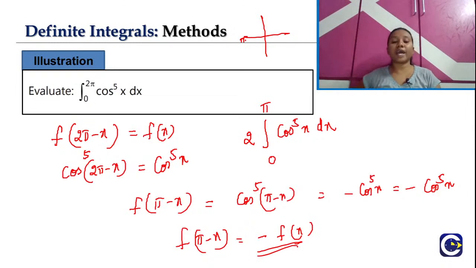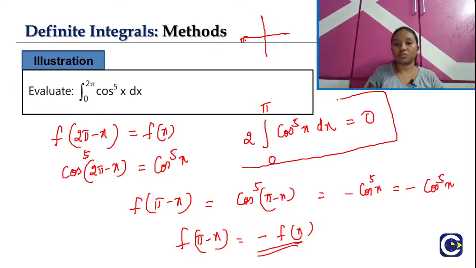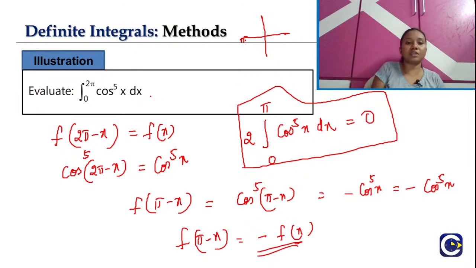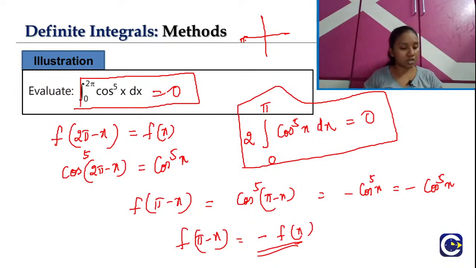So when we have minus f of x, what can we do? We can directly conclude that this integral value will be equal to 0. So whatever the constant here, it doesn't matter because the integral value itself is turning out to be 0. That means the value here will be equal to 0 directly. So this will be the answer of this integral. Okay, Siddharth has already given the answer.